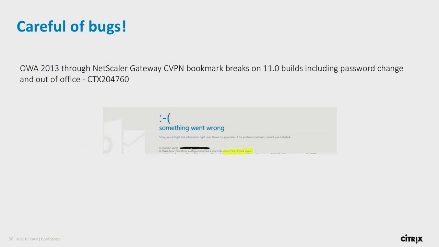One thing that is very important is if you guys are trying to enable the users to do either password change or out of office, make sure you go to this Citrix article and edit those settings. Otherwise, it actually will not work. You will get this, something went wrong within that iframe on the Unified Gateway, sorry.